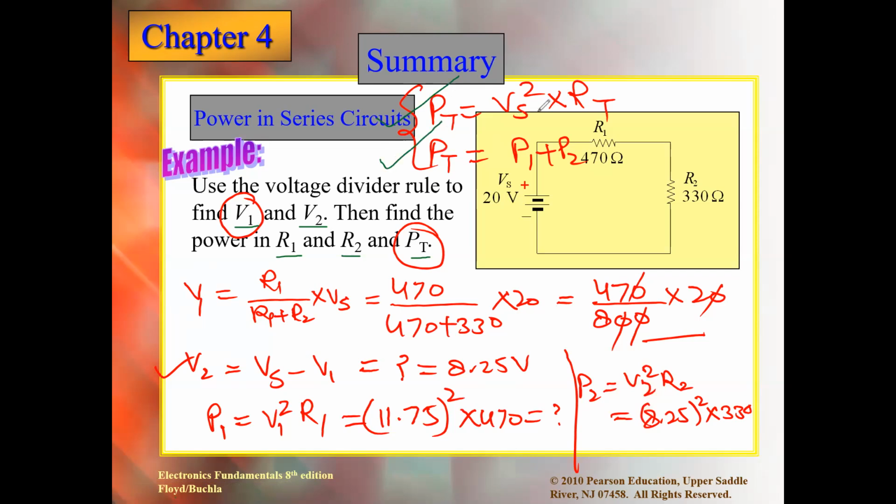This is the power formula, same which we used down. So when you are calculating total power, you need a total voltage and you need a total resistance. Use this one, or you can add these two powers, P1 plus P2. Then you can get the total power.